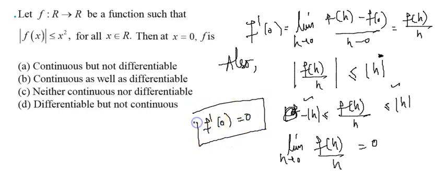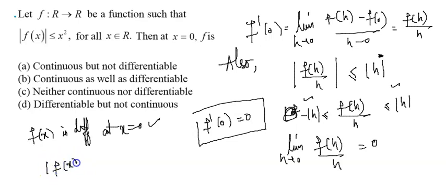So we can say that this function fx is differentiable at x equal to 0, and if a function is differentiable, it is continuous also. So we can say that if mod of fx less than or equal to x square, if fx is satisfying this condition, then fx is continuous as well as differentiable at x equal to 0. So your correct answer is option B. Okay, so B is the correct answer to this question.